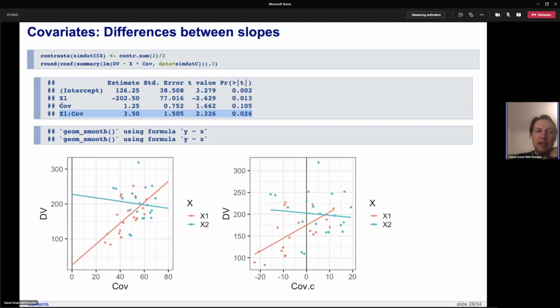Moreover, we can look at the covariate that shows an overall average increase of 1.25 with each step of increase on the covariate, which is not significant. Now let's look at the x, the influence of x. This is minus 202 and is significant. That's a bit surprising. Why is such a large effect? Does anyone know why there's such a big effect estimate for the condition difference?